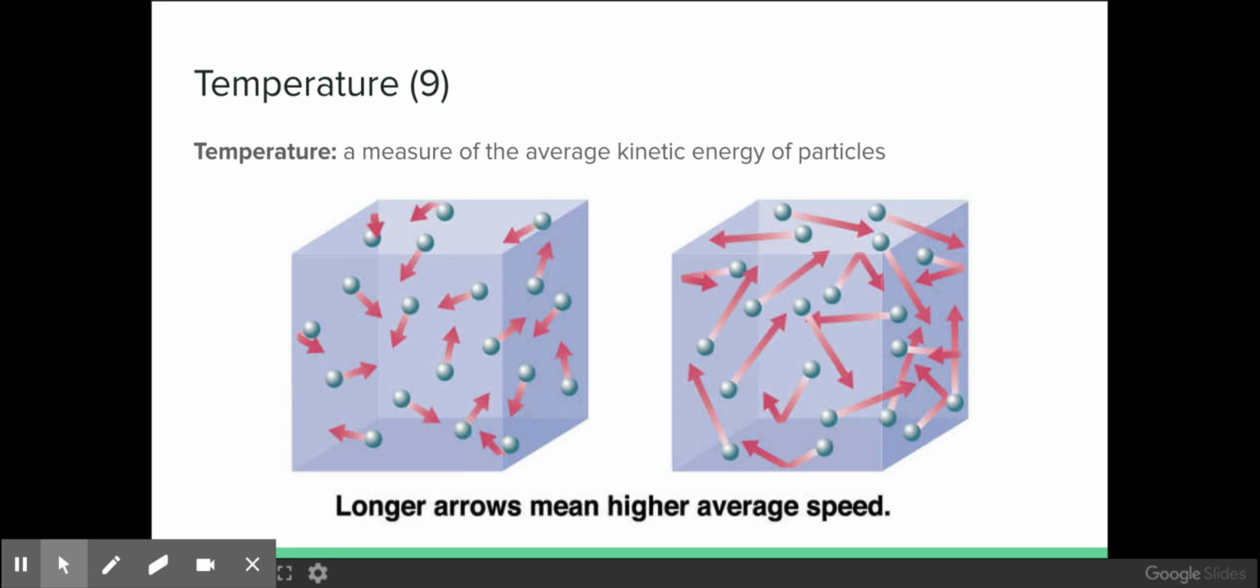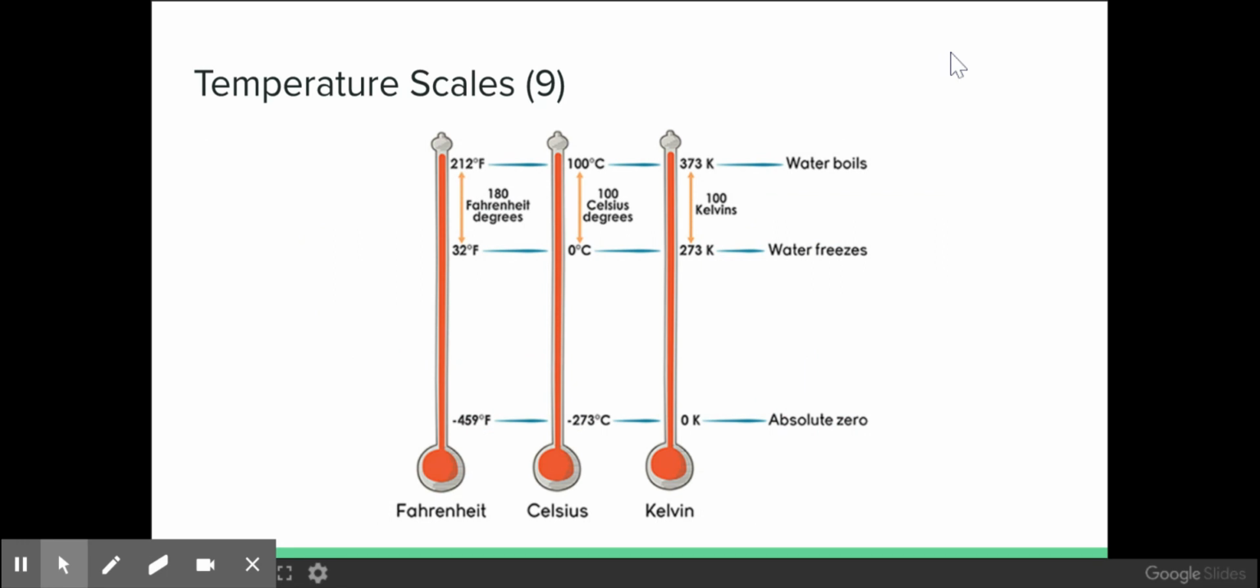Temperature is a measure of the average kinetic energy of particles that are in a system. Again, these are particle level diagrams. These little arrows are showing how fast these little atoms are moving around in a box. Low temperature, low speed of those particles. High temperature, higher average speed. Particles become overall faster at higher temperatures.